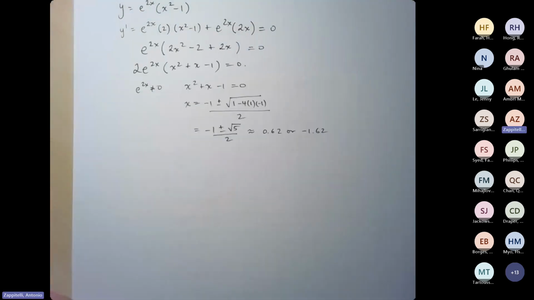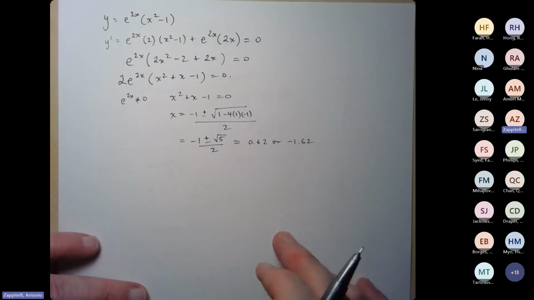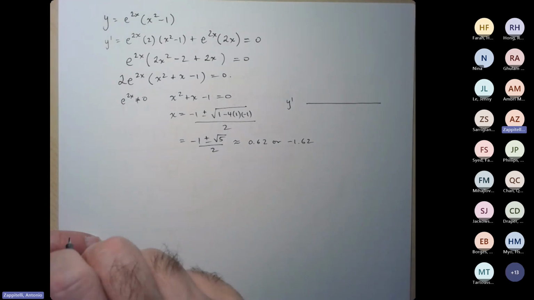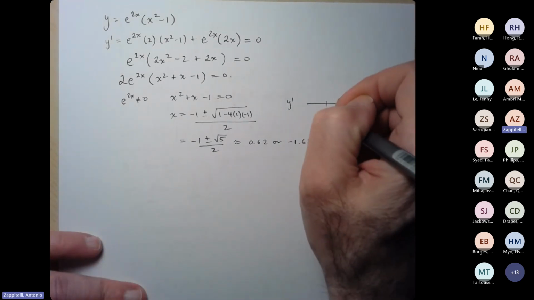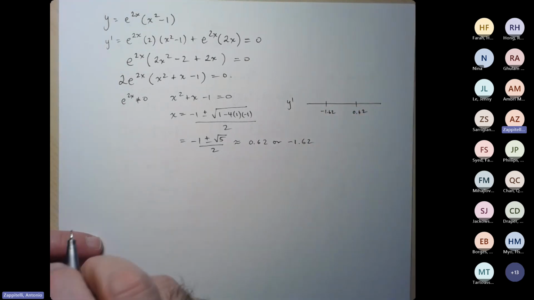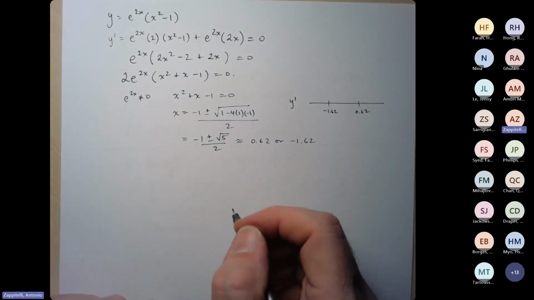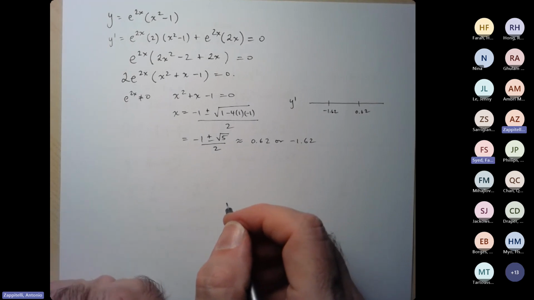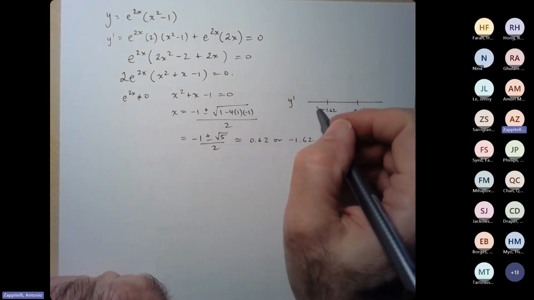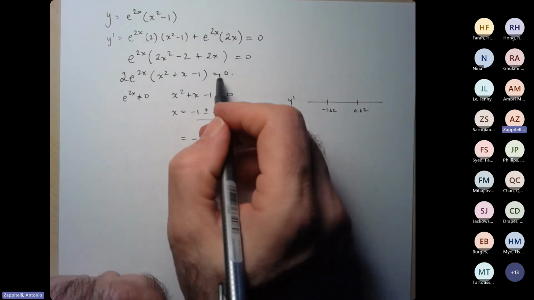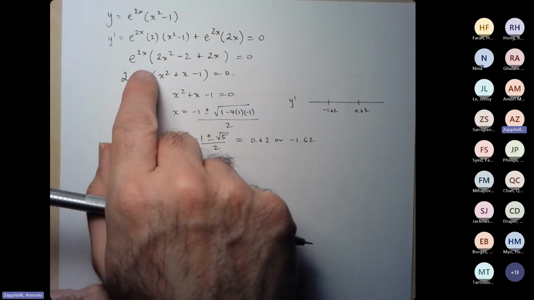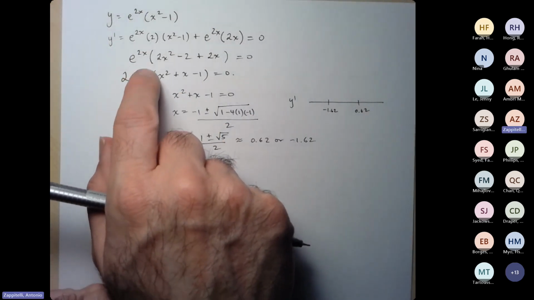So now when I test my intervals for my derivative, I have to put two numbers on here: -1.62 and 0.62. And so now I can test my intervals. But I'm going to show you a trick here, because I could choose numbers and stick them into my derivative. But remember what we said? Can this first part ever be equal to 0?